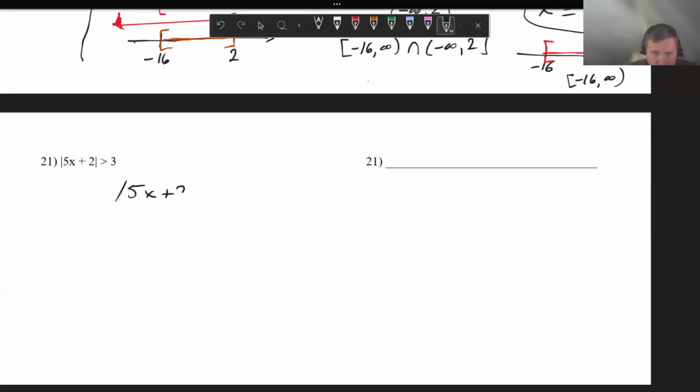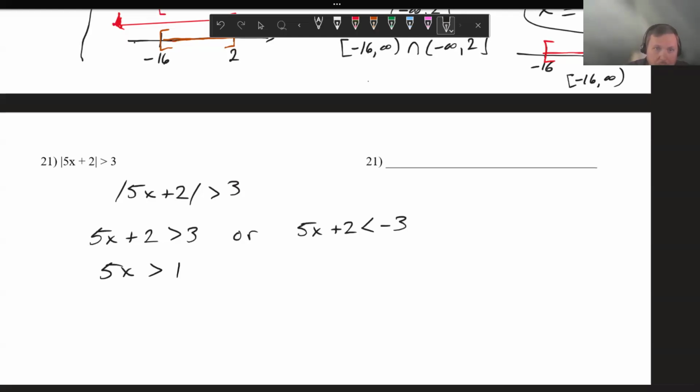Absolute value of 5x plus 2 is greater than 3. With this one, since it's a greater than, I'm still going to write that at face value without the absolute value. Then I write the word or, and then I have 5x plus 2, and I flip the direction of the inequality, and then I flip the sign. So 5x plus 2 is less than negative 3. And then I just solve each one of these. So I have 5x is greater than 1, so x is greater than 1/5.